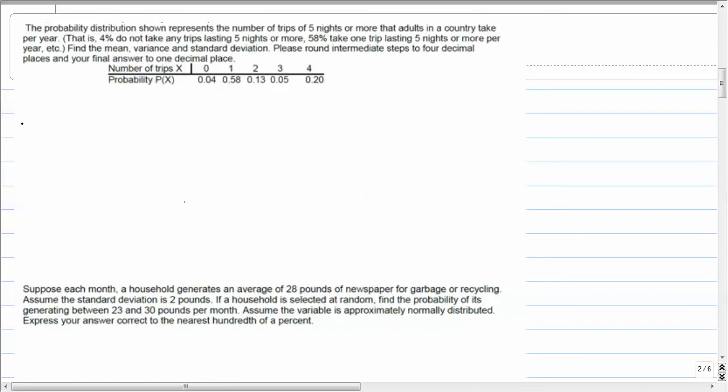Okay, this problem here I am going to skip for now because I'm not going to spend the whole time illustrating this to you. It's just going to be too long and too messy.